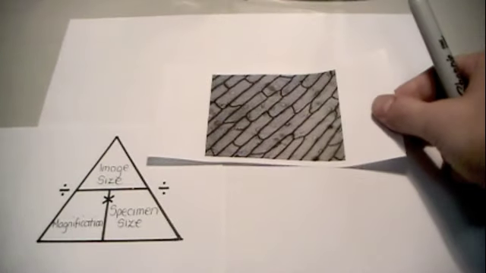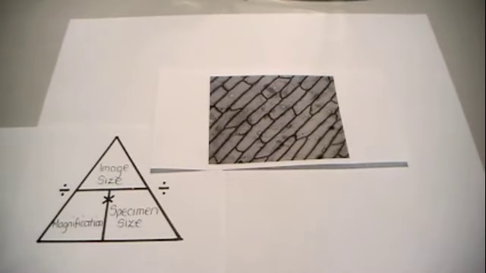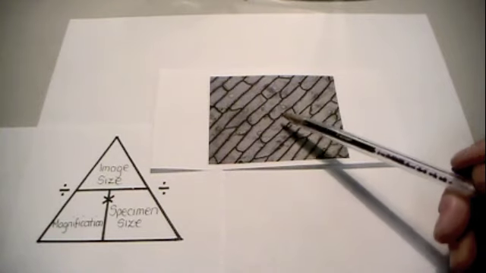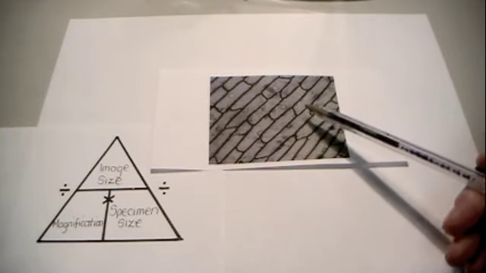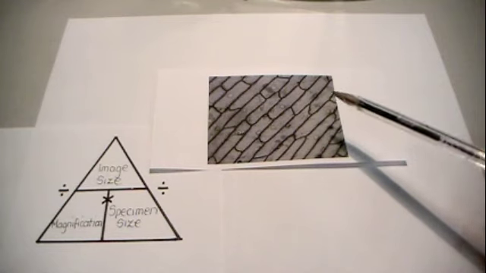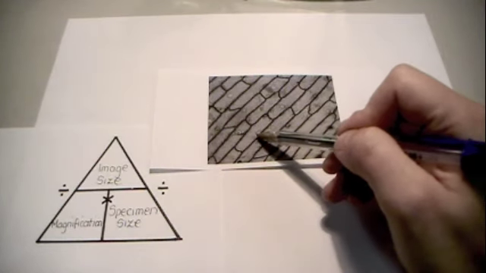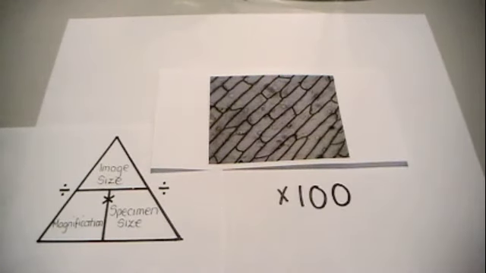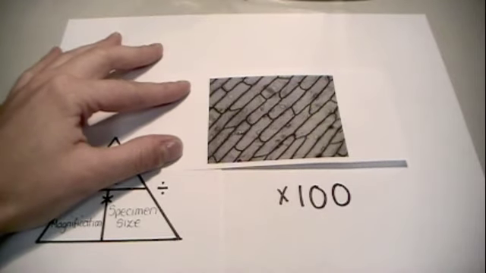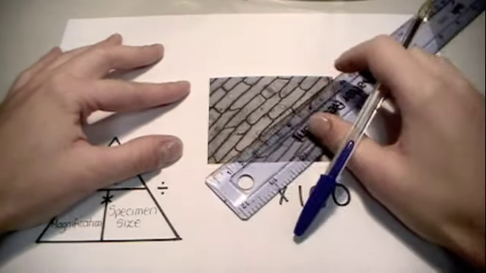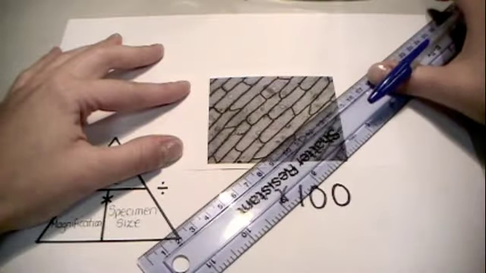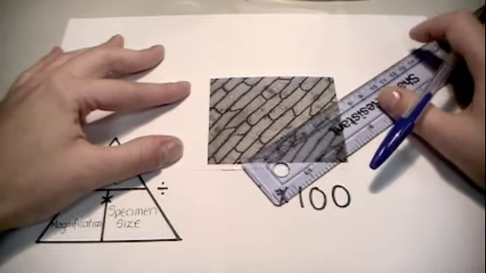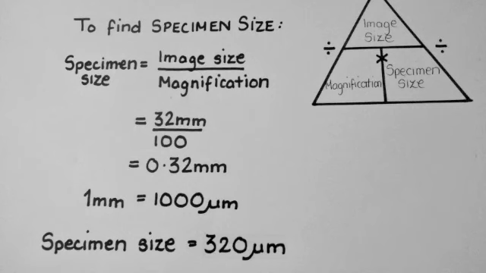For example, let's start with these cells. These are onion cells. You can see here's a cell here, and a cell here, and a cell here. So for example, we may be asked to find the actual length of that cell. In order to find the actual length of the cell, we're going to have to measure it to see what the length is on the image. So we're going to have to find the image size. So here we found the image size to be 32 millimeters.